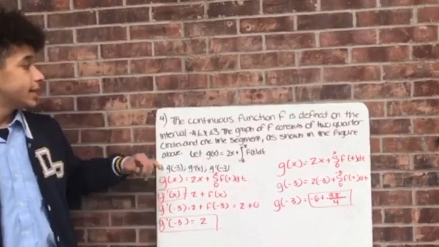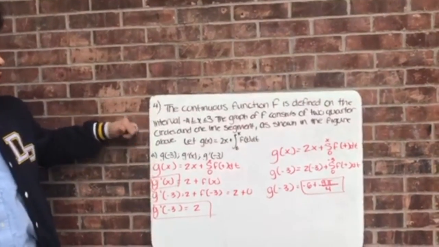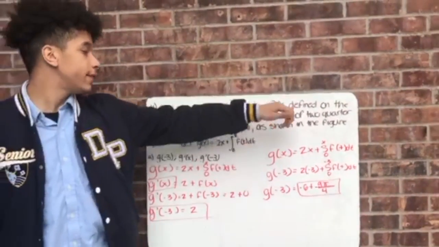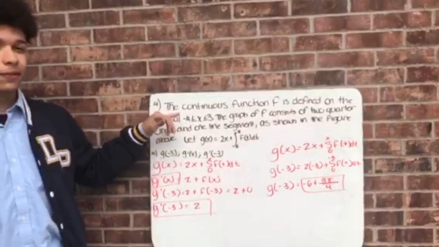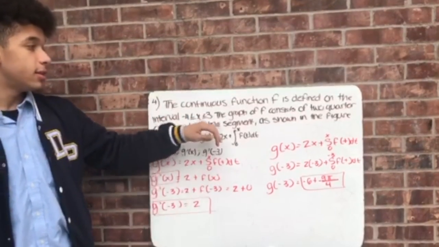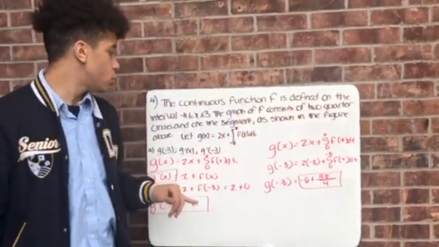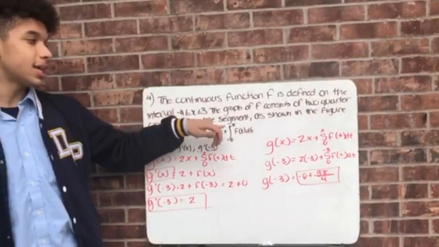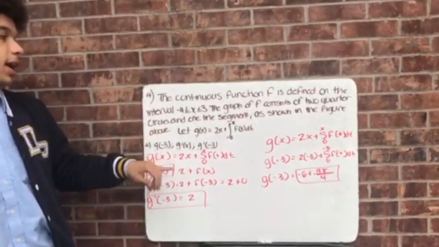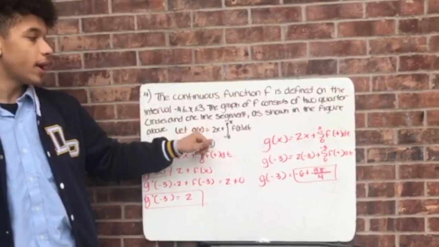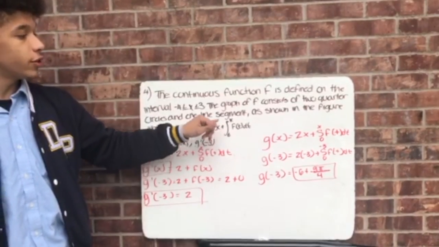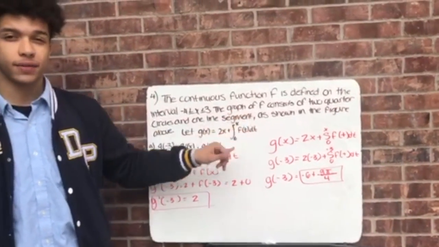So basically, this is question number 4. For question number 4, the continuous function f is defined on the interval from -4 to 3. The graph of f consists of two quarter circles and one line segment, as shown in the figure above. Let g of x be equal to 2x plus the integral from 0 to x of f of t dt.